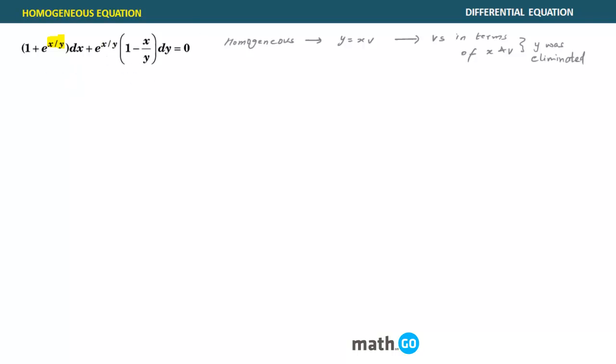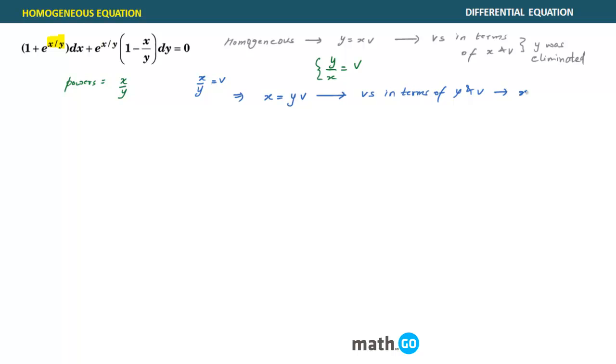If I say this particular step, it was y by x equal to v. But can you see what the powers are here? The powers are x by y. If you substitute y by x, you will have to write this as 1 by v, which is cumbersome. So rather than taking v as y by x, in this particular problem I will take x by y equal to v. This implies in a way you are substituting x equal to yv. That means variable separable form in terms of y and v only.